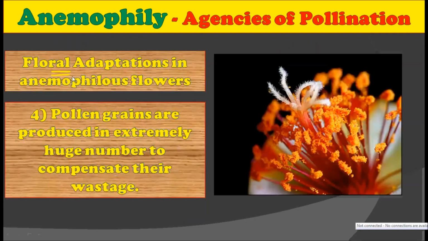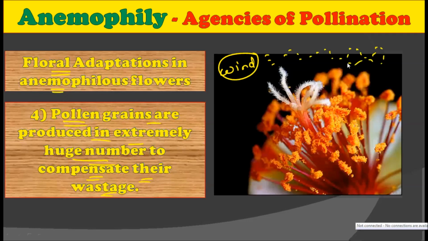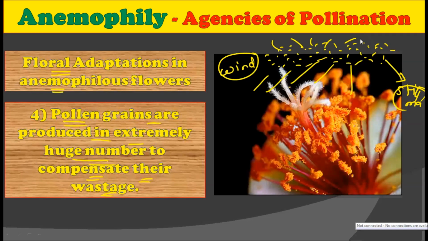Now, the next floral adaptation in the anemophilous flower is that pollen grains are produced in an extremely huge number to compensate for their wastage. Now, as you know, when we talk about wind pollination, the pollen grains travel through the wind. And while traveling through the wind, there is a very big chance that all these pollen grains will not reach the stigma. And many of these pollen grains will go to waste. That is, these pollen grains are wasted along the journey to the stigma.